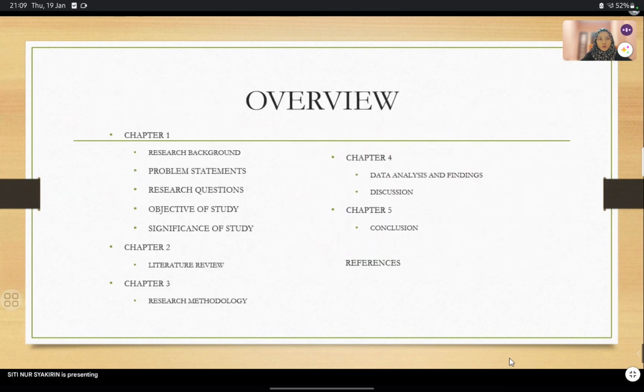This is the overview of the proposal, which consists of research background, problem statement, research question, objective of the study, significance of the study, literature review, research methodology, data analysis and finding, discussion, also the conclusion.